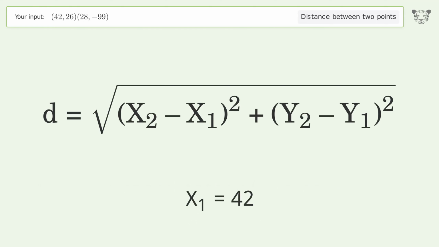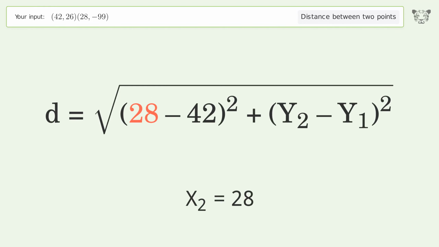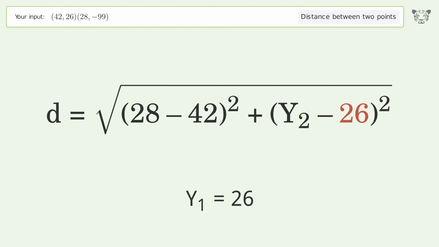x1 equals 42. x2 equals 28. y1 equals 26. y2 equals -99.